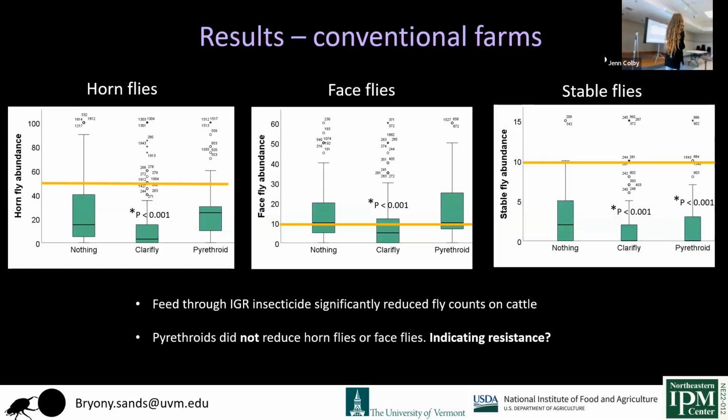Stable flies, both of those treatments seem to reduce the numbers. However, again, they're generally below the thresholds anyway. Also, on conventional farms, horn fly abundance did seem to be below economic thresholds regardless. Not the case, again, for face flies, so more often they are above the economic threshold.